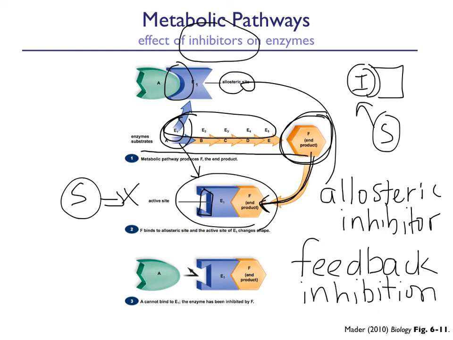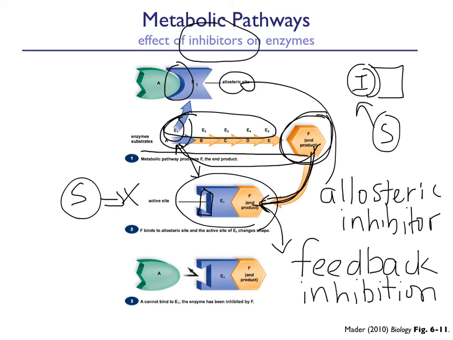The end product is feeding back to the very beginning of the pathway and inhibiting it. Now, once the cell starts using up product F, the levels in the cell will start dropping. And when it does, it'll stop inhibiting enzyme 1, and that pathway can be turned back on again. It's a very easy way for a cell to say, okay, we have enough, let's turn off the pathway. We don't have enough, we need to turn the pathway back on and make more of a product.